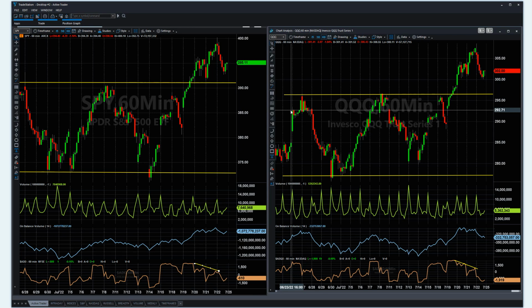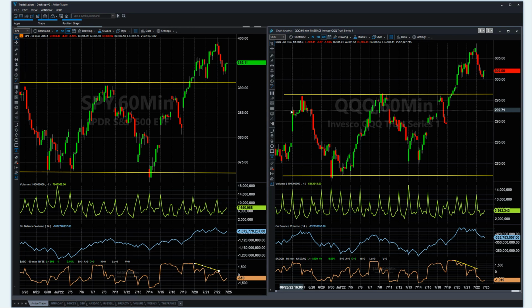Now, in an uptrend, there are still stocks that go down. In a downtrend, there are still stocks that go up. But the majority of stocks will go with the trend of the indices themselves. So even if I'm trading an individual stock, I really want to know what's happening with the overall market from a macro perspective.